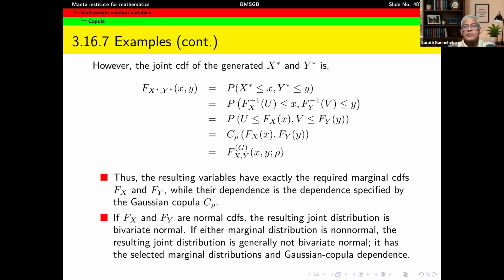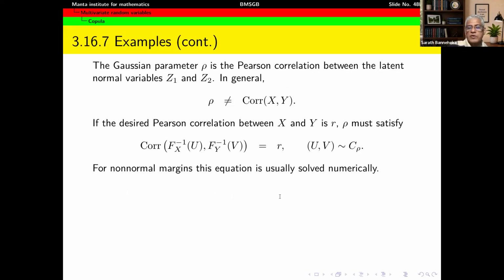But if we calibrate the parameter rho so that the Pearson correlation between X star and Y star will be equal to the required value R, then the required covariance structure or the dependency structure will be preserved, at least approximately. So that's what we discussed at the end of the previous video.